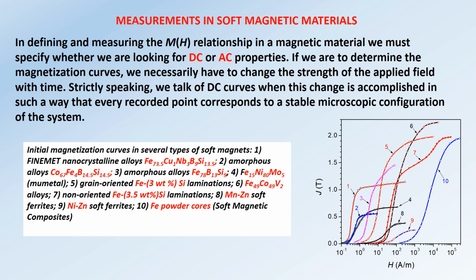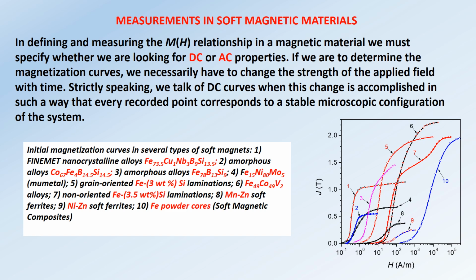In defining and measuring the relationship between the field and the magnetization in a magnetic material, we must specify whether we are looking for DC or AC properties. If we are to determine the magnetization curves, we necessarily have to change the strength of the applied field with time. Strictly speaking, we talk of DC curves where this change is accomplished in such a way that every decoded point corresponds to a stable microscopic configuration of the system.